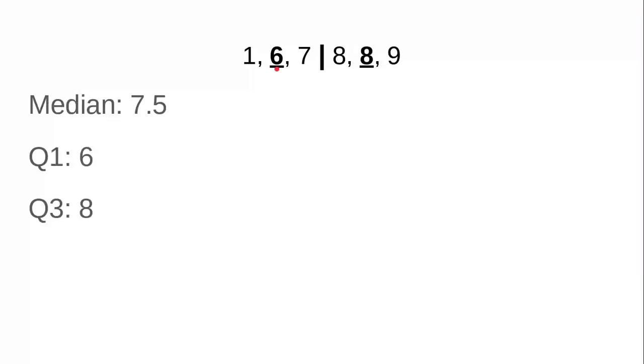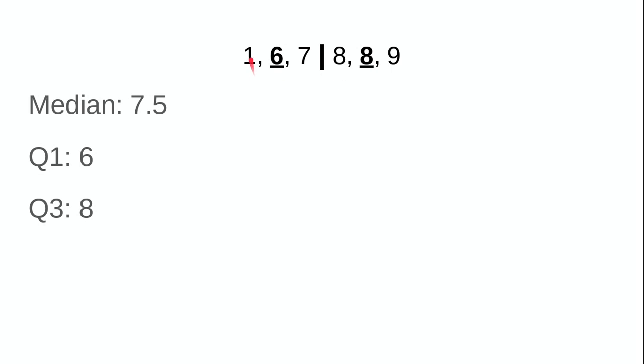So here's your data from the original problem. Got it in order. You still know the median is 7.5. You always have to find the median before you can get your upper and lower quartile. So your lower quartile, your Q1, is 6. Your upper quartile, Q3, is 8.